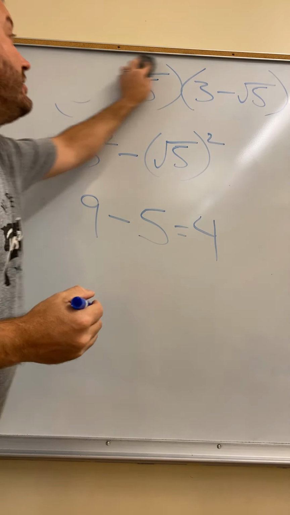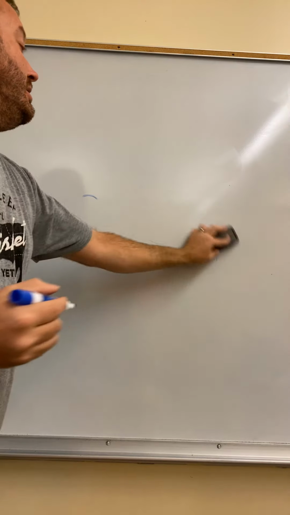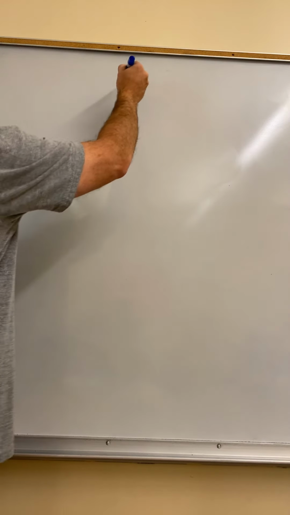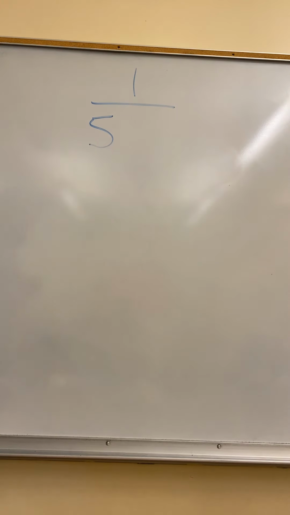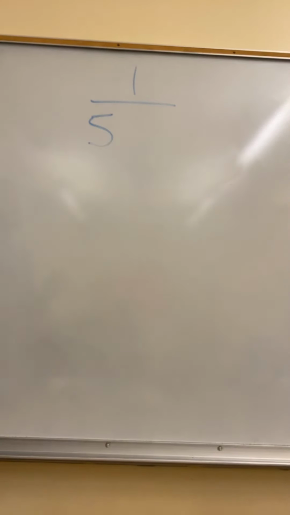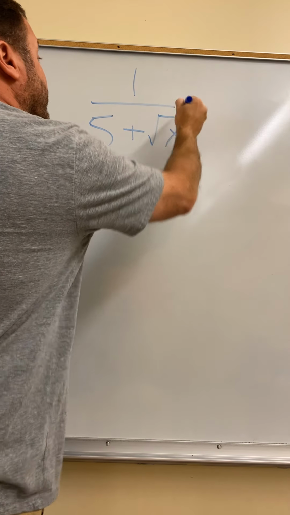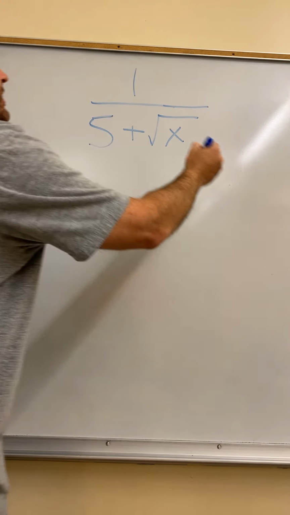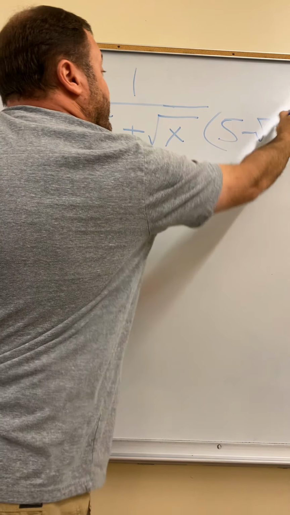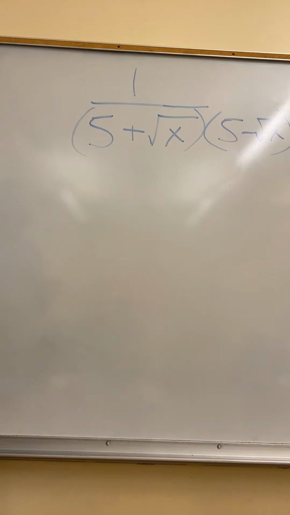Now the way you're going to use this is you're going to use this if they give you a problem. Let's say your answer turns out to be 1 over 5 plus square root of x. I can't have that as my answer because it has a square root in the denominator. Since it has a square root in the denominator, I'm going to have to use my conjugate. My conjugate is going to be 5 minus square root of x. Okay, so that's going to be my conjugate, 5 minus square root of x.